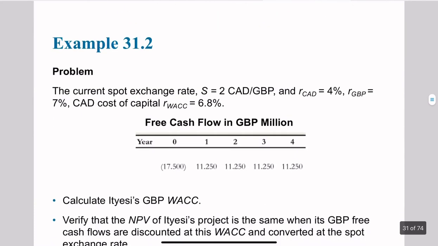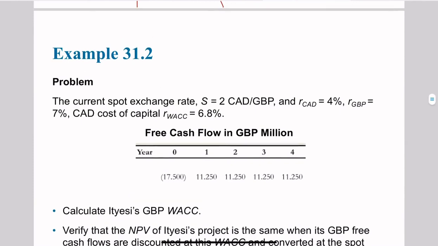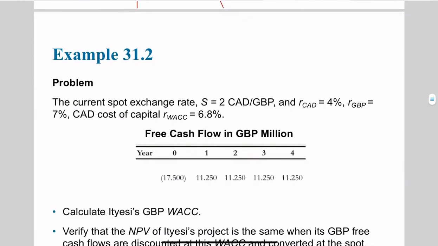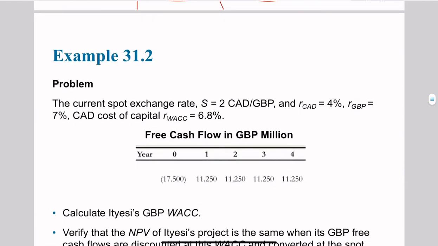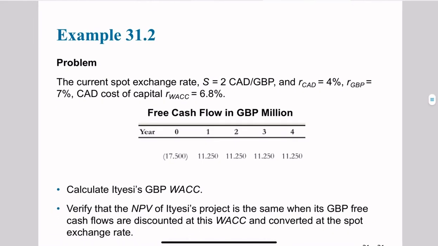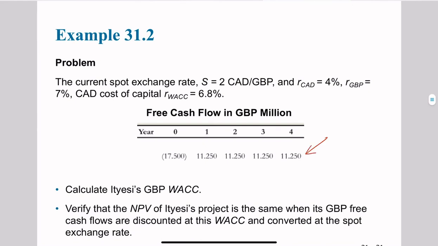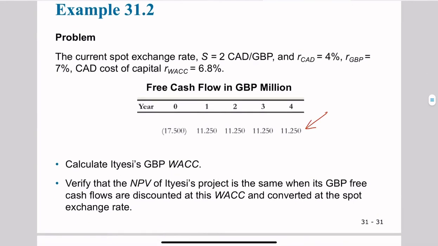Okay, so let's see this example here. The current spot exchange rate is S equals 2 Canadian dollars per British pound. And the risk-free rate in Canada is 4%. And the risk-free rate in the UK is 7%. And the Canadian cost of capital, R_WACC, equals 6.8%. And we have the free cash flow in GBP. Now calculate this firm's GBP WACC.